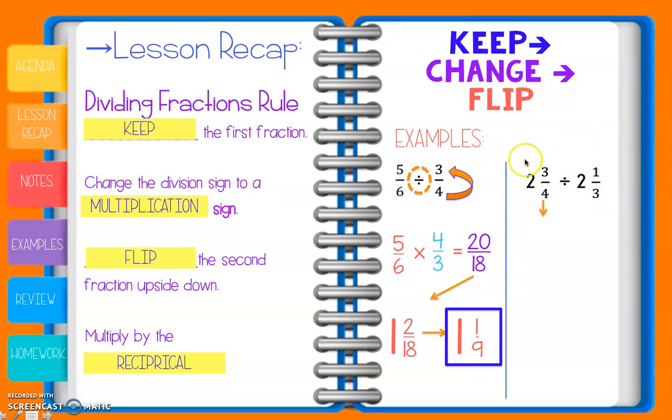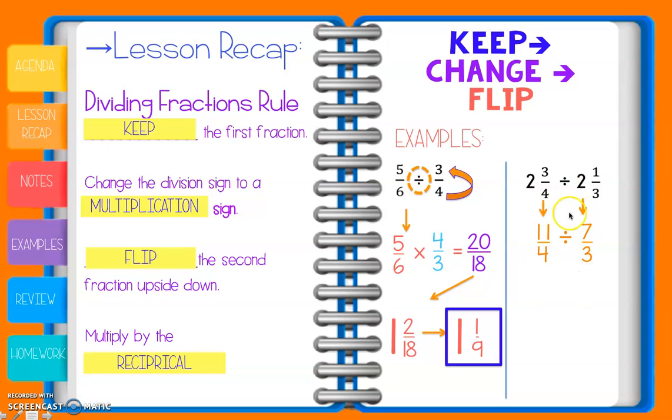So let's take a look at an example over here where we're working with mixed numbers. We talked in class that when we are dividing mixed numbers, before we do any of our multiplication, division, whatever, before we do any of that, we have to turn our mixed numbers into improper fractions. So 2 3/4, we take our 4 times 2, which is 8, plus 3, which is 11, and then we put it over our original denominator 4, and we get 11/4. We're going to do the same thing to 2 1/3. 3 times 2 is 6, plus 1 is 7, so we have 7/3.